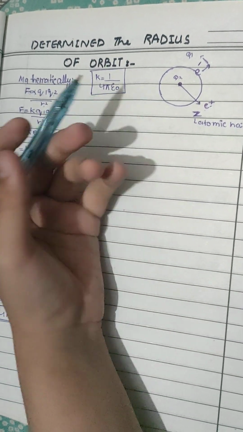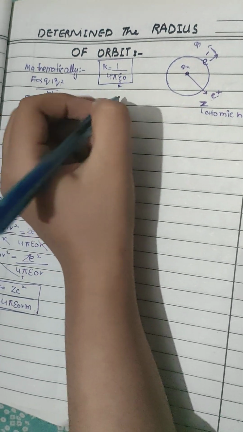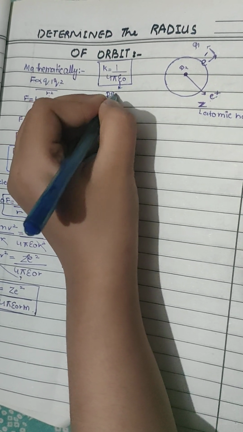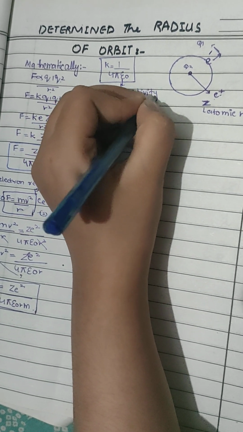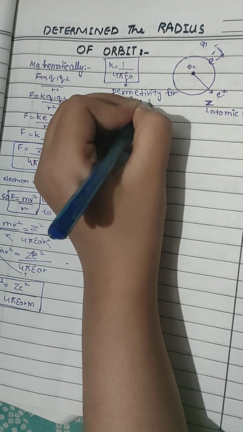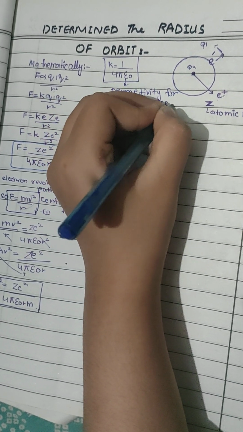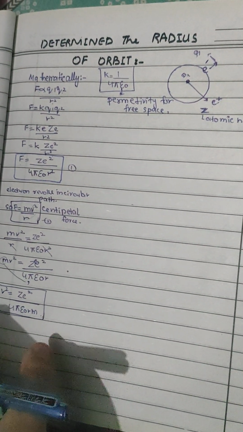Now we're going to see that here, as I put epsilon, you might be thinking, what is epsilon? This is basically the permittivity of free space. Okay, so now till that, fully this was clear to you.